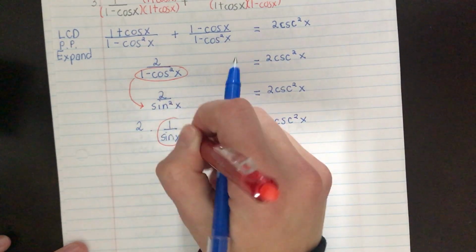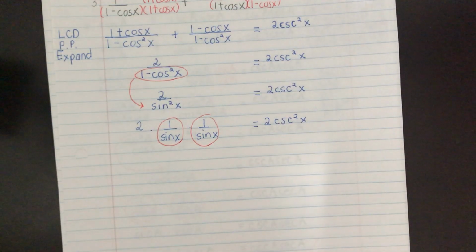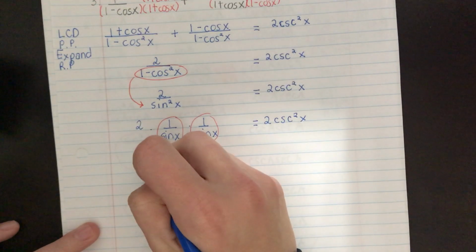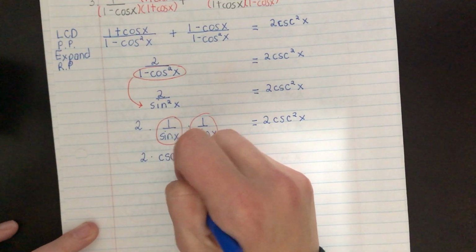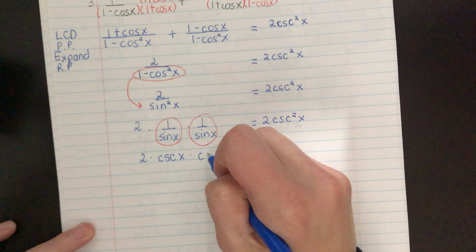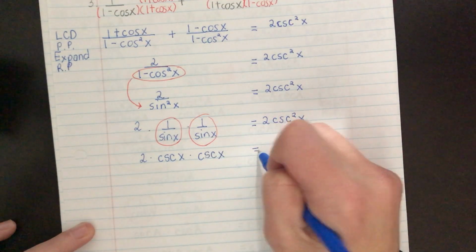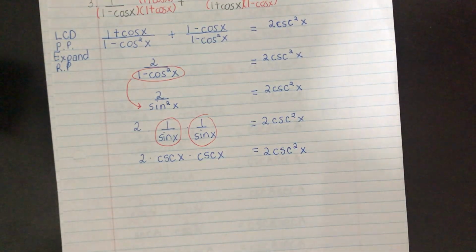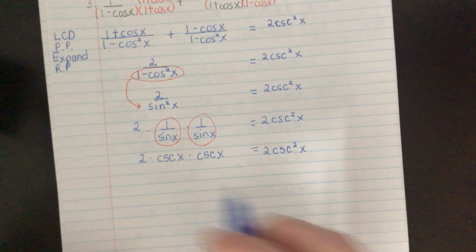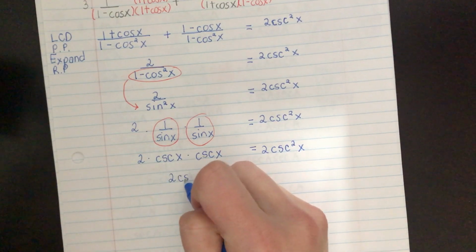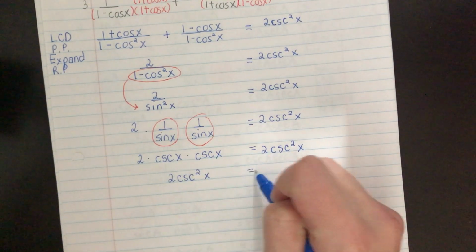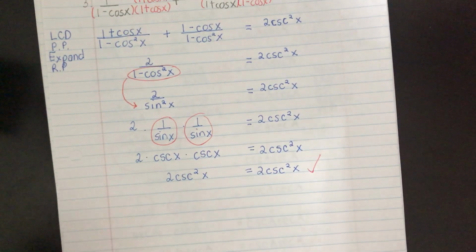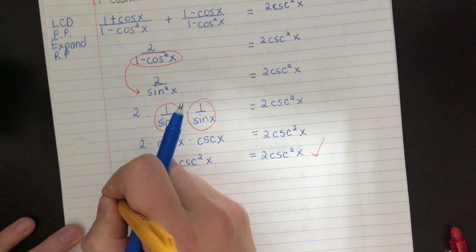And it does because, of course, this and this, using your reciprocal property, is 2 times cosecant of x times cosecant of x equals 2 cosecant of x squared. Excuse me, cosecant squared of x. So then 2 cosecant squared of x equals 2 cosecant squared of x. Yay! Okay, number 4.